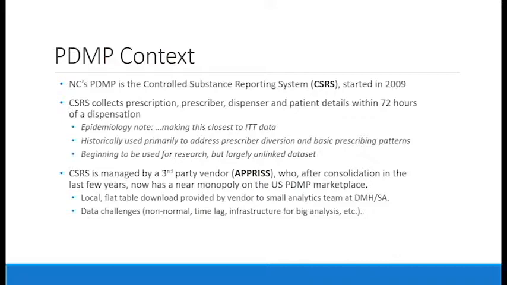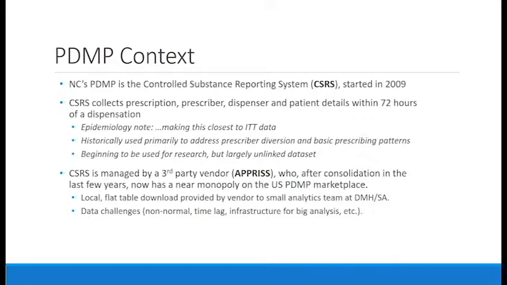So historically, we're using that data to address prescriber diversion. That's being done through boards like the medical board, and then basic prescribing patterns. It's beginning to be used for research, but it's largely unlinked as a data set. I know of at least a couple around me, different linkage attempts, but I would say the data set is underutilized. CSRS is managed by a third-party vendor, APRIS, which basically has a monopoly over the U.S.